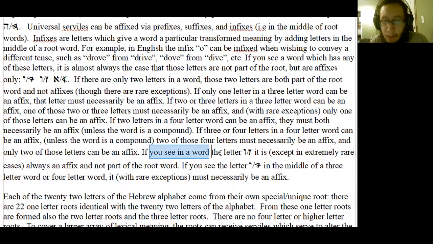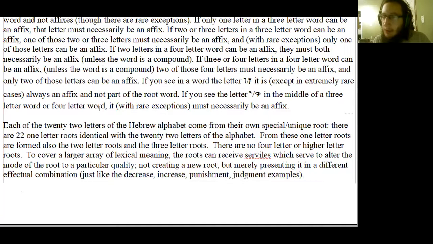So I say if you see in a word the letter vav, I got a bug in my glasses. If you see in a word the letter vav, it is, except in extremely rare cases, always an affix and not part of the root word. And if you see the letter yod in the middle of a three-letter word or four-letter word, it, with rare exceptions, must necessarily be an affix. And again, for Gregory, because I don't think he heard this part, an affix, if you're not familiar, can be a prefix, a suffix, or an infix. It's any of those.